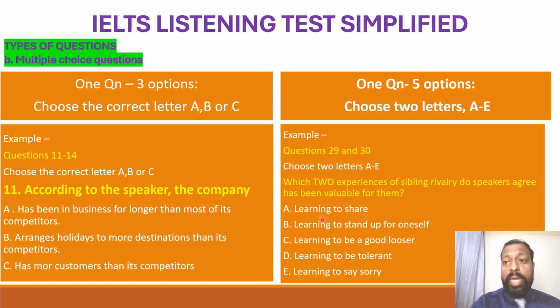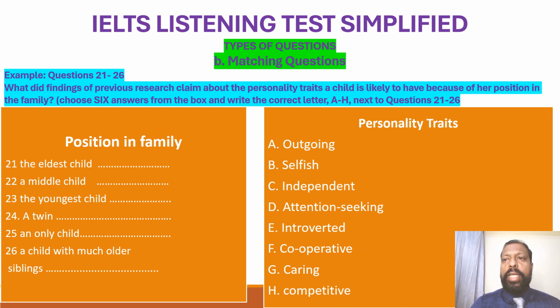So the first option says learning to share, or learning to stand up for oneself, or learning to be a good loser, or learning to be tolerant, or learning to say sorry. So what are the two qualities that the speakers agree on here? You need to identify, and you need to note down the correct letters, two letters you need to choose. Well, let's move on to the next type of question.